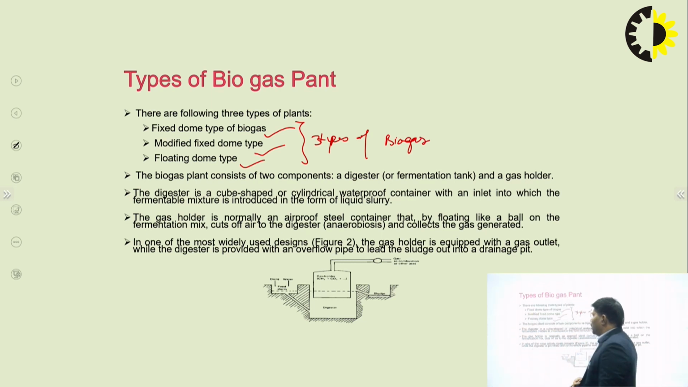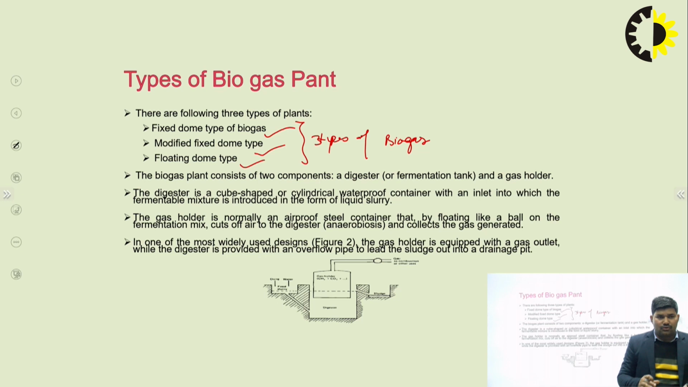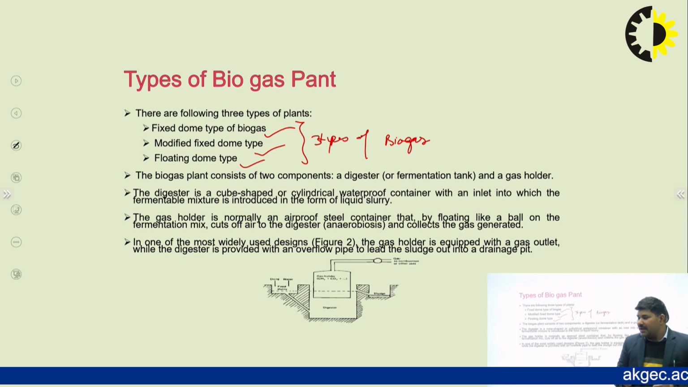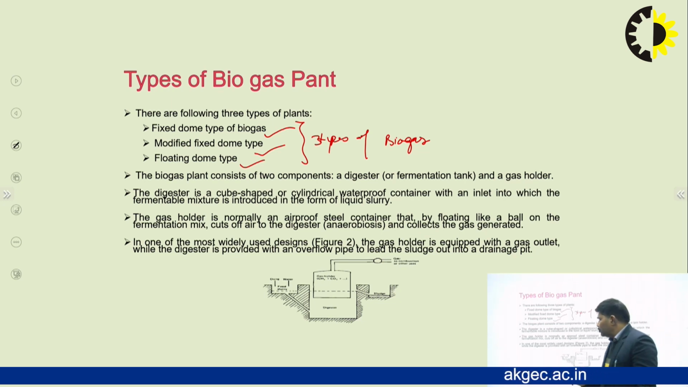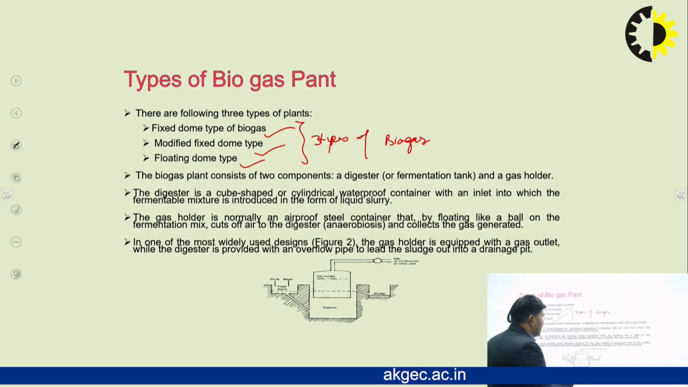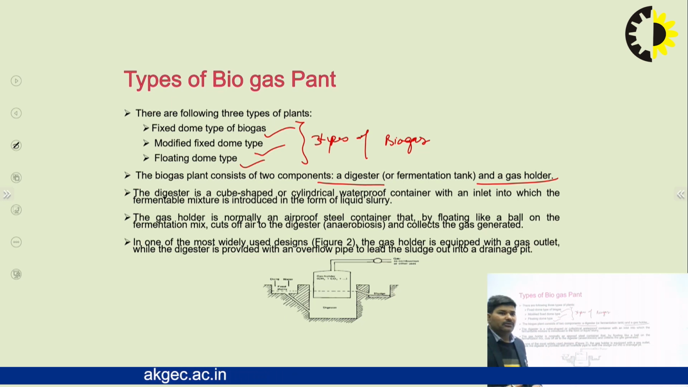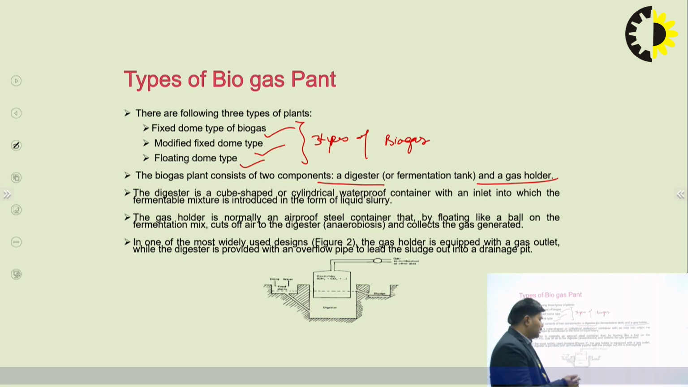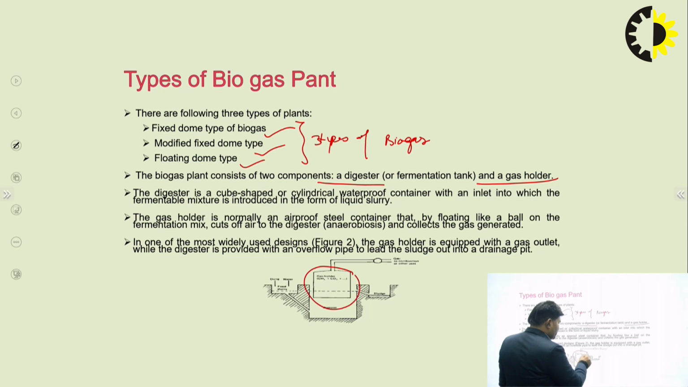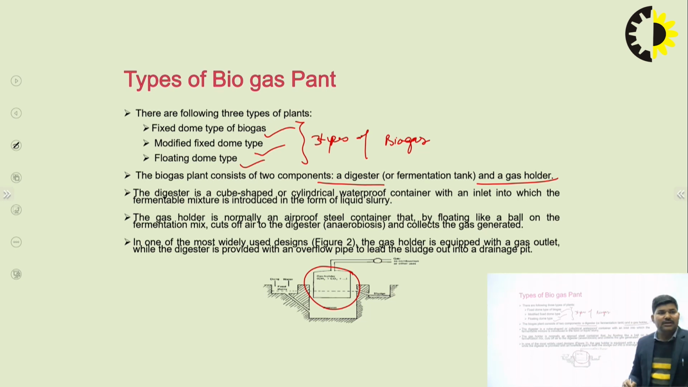So the biogas plant consists of two components. One is the digester, or fermentation tank, and the second is the gas holder. So there are two chambers. The digester can have different types of shapes, like these you can see for the gas holders or digesters, such as the cylindrical type or maybe some cubical type.